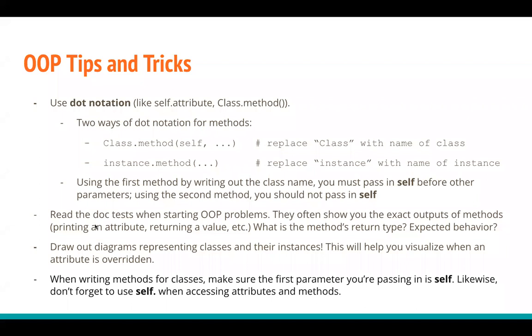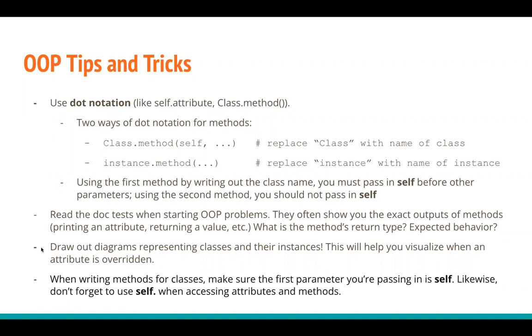Next, we always want to read the doctest when starting OOP problems. They can be really helpful in telling you exactly the relationships between different classes and the outputs of methods, and specifically for str and repr methods, they usually tell you exactly how those are defined and what they want for both of those methods.